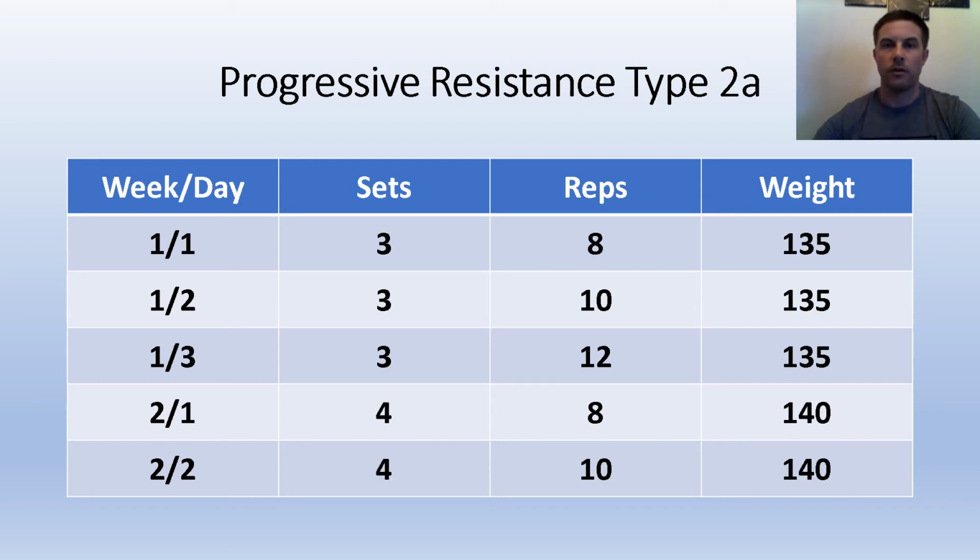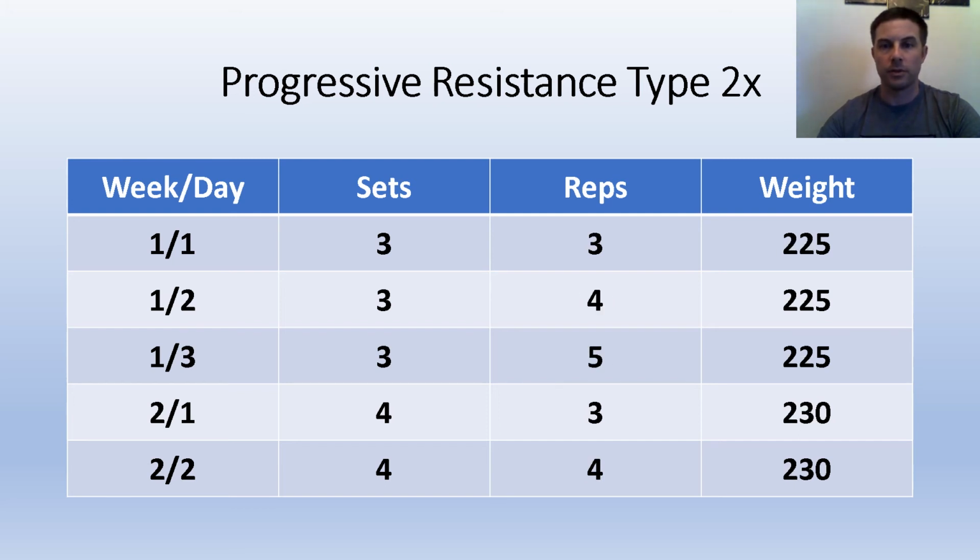An example of progressive resistance for type 2A fibers: these fibers are more preferential to strength and hypertrophy. For the rep range, you can do 3 sets of 8. I just put an arbitrary weight of 135 pounds. The next time, with the same type of exercise, you do 3 sets of 10 reps, slightly increased for hypertrophy and strength, at 135. As you see, as time goes on in the second week, I increase the set range and rep range for the exercise and also increase the load by another 5 pounds.